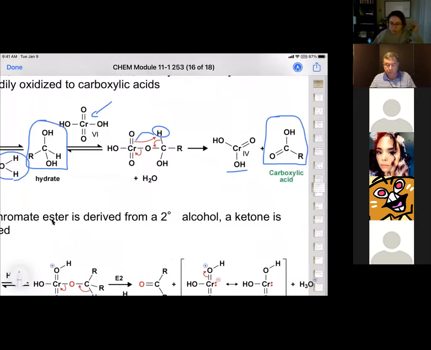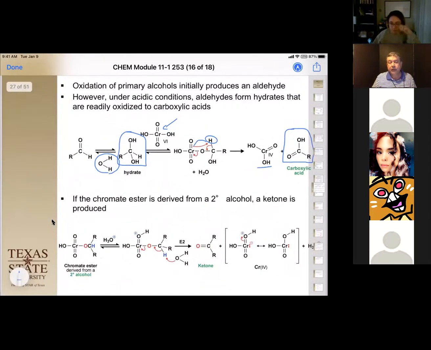to generate our carboxylic acid and a chromium salt. So when we use chromic acid in water, it will never stop at the aldehyde. It always decomposes to the carboxylic acid. So you have to be careful when you're using aldehydes because they are going to oxidize down to the carboxylic acid. However, if you have a secondary alcohol, it only has one hydrogen to transfer and will always oxidize down to ketones, and ketones are stable to chromic acid.